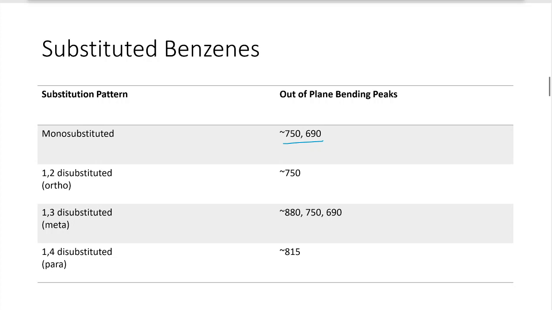An ortho-disubstituted benzene ring, or a 1,2 disubstituted benzene ring, such as ortho-xylene, would have a single peak at 750. A 1,3 disubstituted or meta-disubstituted benzene ring would have 3 peaks at about 880, 750, and 690 for those out-of-plane bending peaks. And a para-disubstituted benzene ring would have a single peak at around 815.